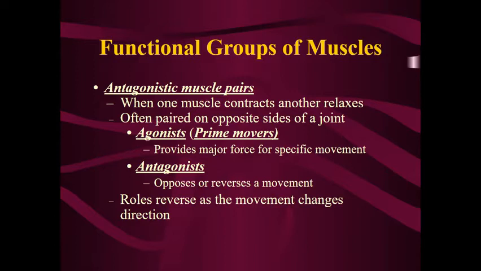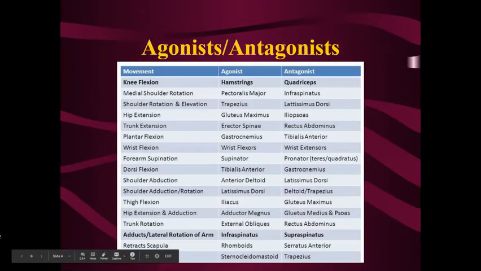However, if we are talking about extending at the elbow, then our agonist would be the tricep because the tricep is providing the force for extension. And in that case, the antagonist would be the bicep. So, to be able to identify the agonist and the antagonist, it's important to know exactly what movement that we're focused on. Here are some examples of specific movements and what the agonist and antagonist would be for each of those movements.